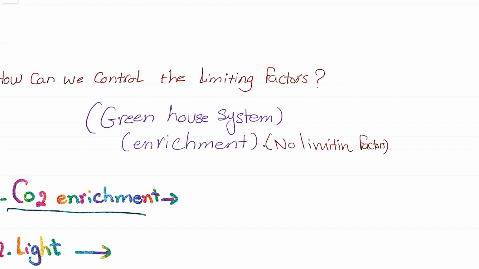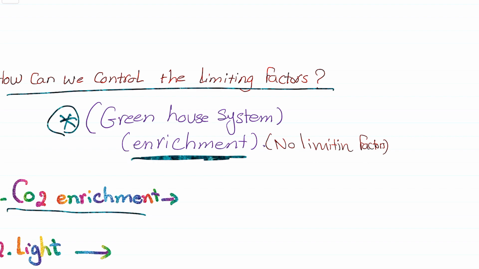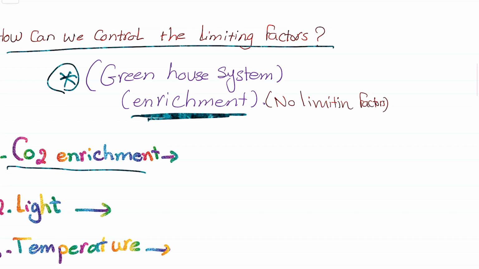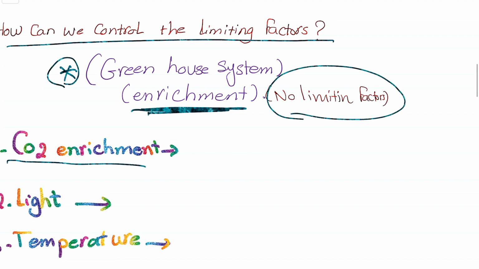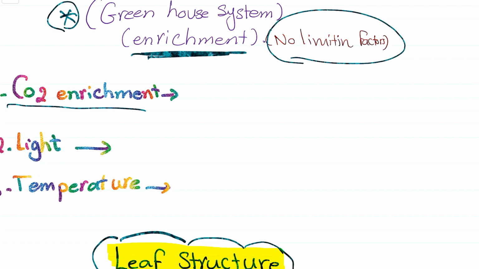So can we control this limiting factor? Actually, yes, we can control the limiting factor by the greenhouse system. We are making some enrichment for these factors, so the availability of factors will be there. So we don't have any limiting factor. So in the greenhouse system, we have carbon dioxide enrichment.